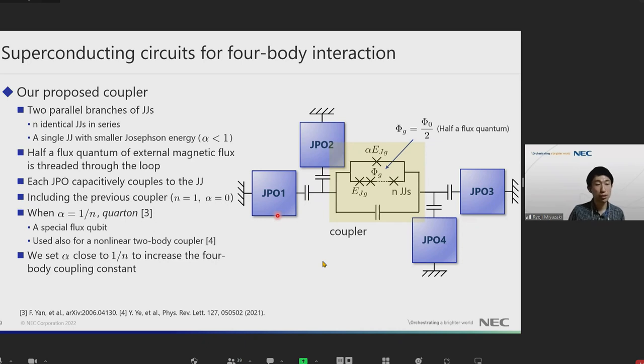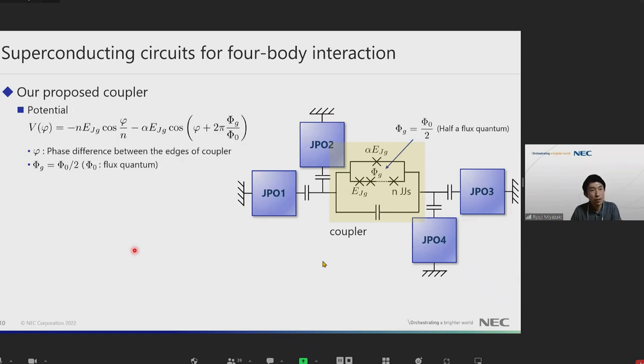And this structure is also used for a nonlinear two-body coupler in this work. So we were inspired by this work and applied this structure to the four-body coupling of JPOs, with some small changes of the parameters and settings. And we set the parameter alpha close to 1 over n to increase the four-body coupling constant. This is our strategy to increase the coupling constant.